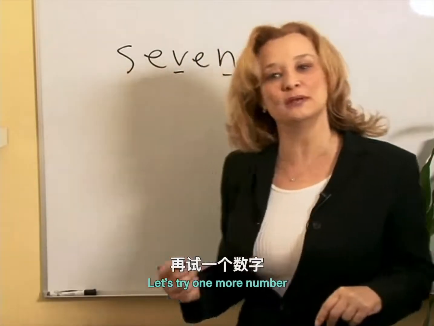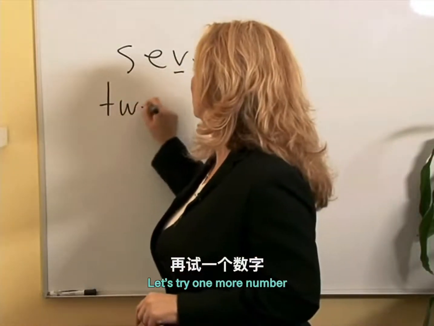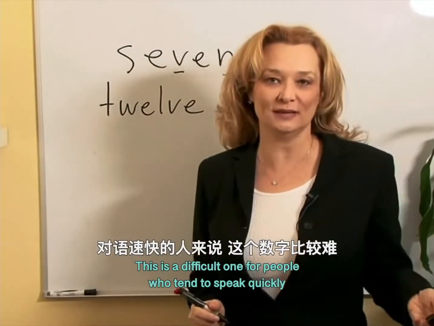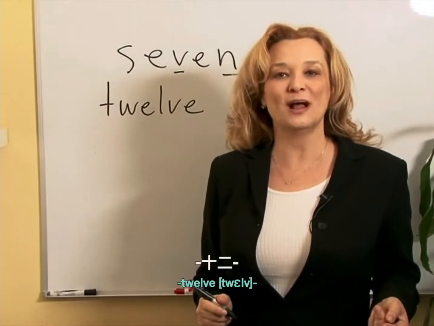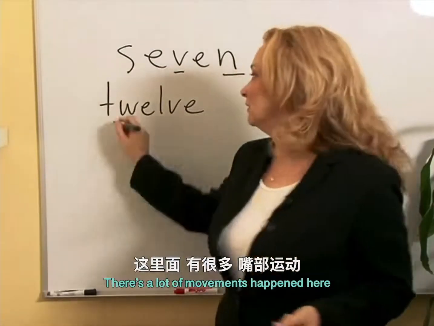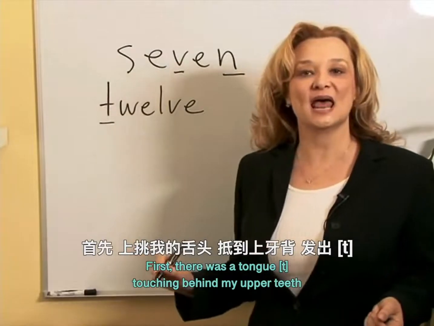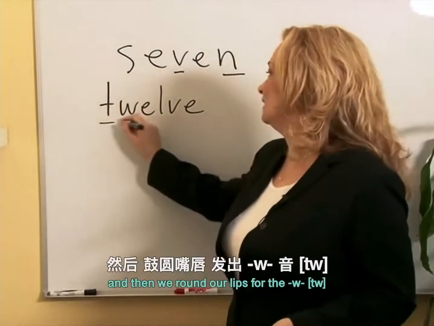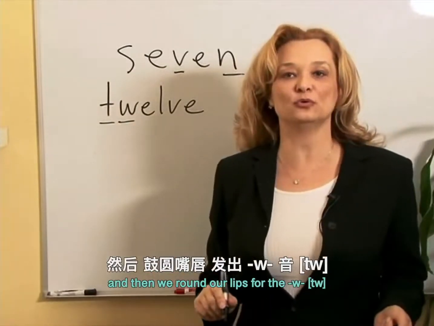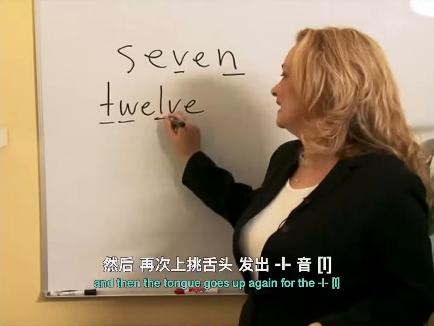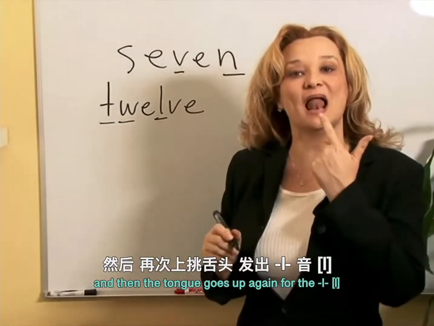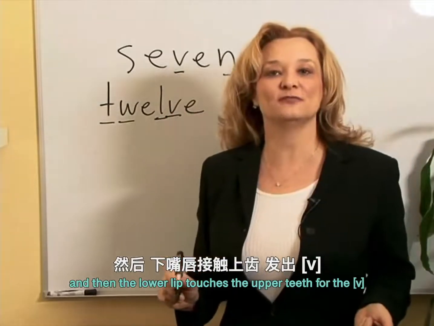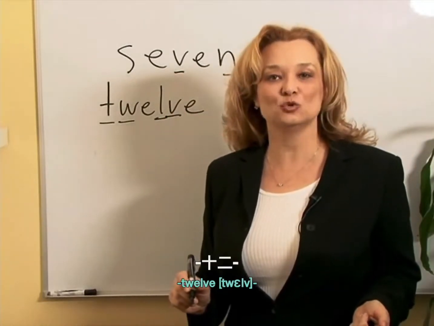Let's try one more number. This is a difficult one for people who tend to speak quickly. Watch me. Twelve. There's a lot of movement that happened here. First, there was a tongue, t, t, t, touching behind my upper teeth. And then we round our lips for the W, tw, tw. And then the tongue goes up again for the L, l, l. And then the lower lip touches the upper teeth for the V. Twelve.